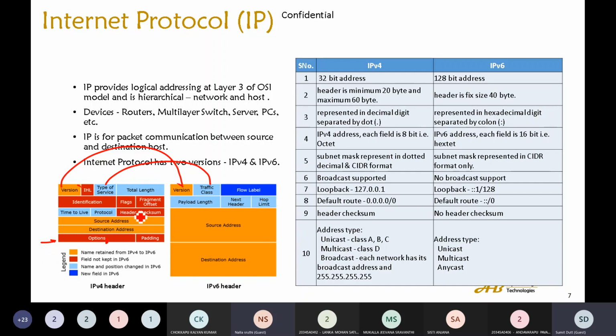Next is the flow label, which is related to the flags. Payload length, so here the total length is the payload length. Next hop is the next IP address, and hop limit is nothing but time to live, and this is the source address and destination address. Am I clear?